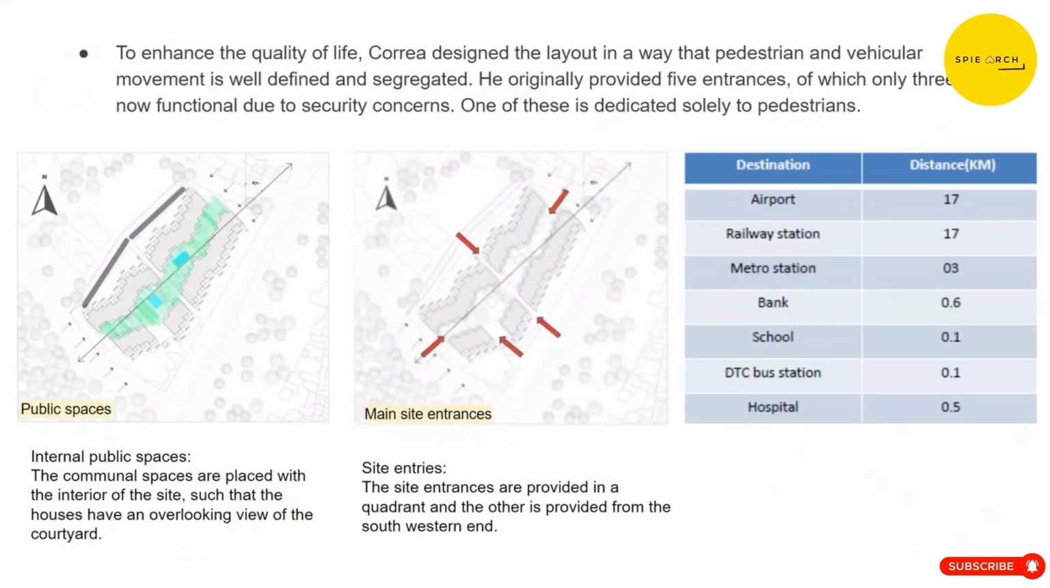To enhance the quality of life, Correa designed the layout in such a way that the pedestrian and vehicular movement is well defined and segregated. He tried to provide 5 entrances to the site, one on each of the 4 quadrants and 1 extra entry particularly for the pedestrians. The public spaces, the communal spaces are placed in the interior of the site such that the houses have an overlooking view of the courtyard. Other amenities are also present like the airport, railway station, schools, banks, DTC bus stations and hospitals.